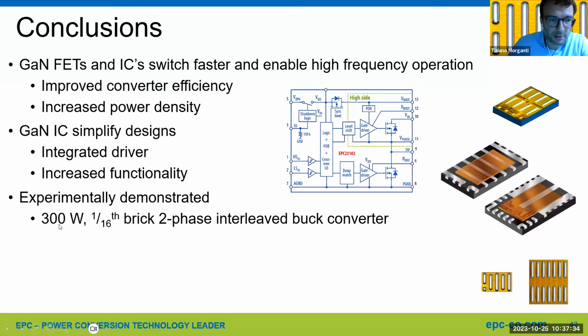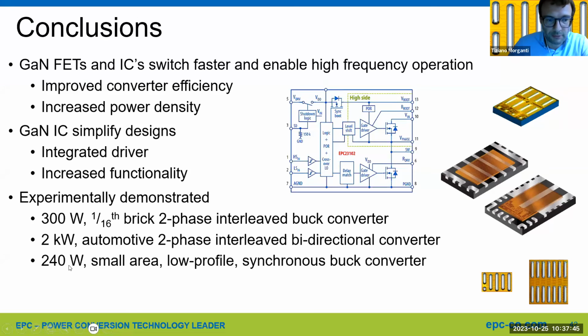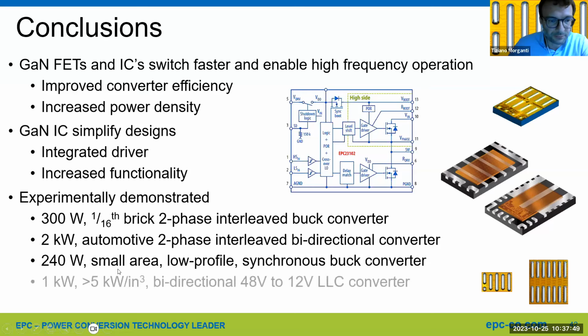So we have seen a 300 watt 1/16 brick two-phase interleaved buck converter, a 2 kilowatt two-phase interleaved bidirectional converter, a 240 watt synchronous buck converter with very low profile, and a very high power density bidirectional 48 to 12 LLC converter.